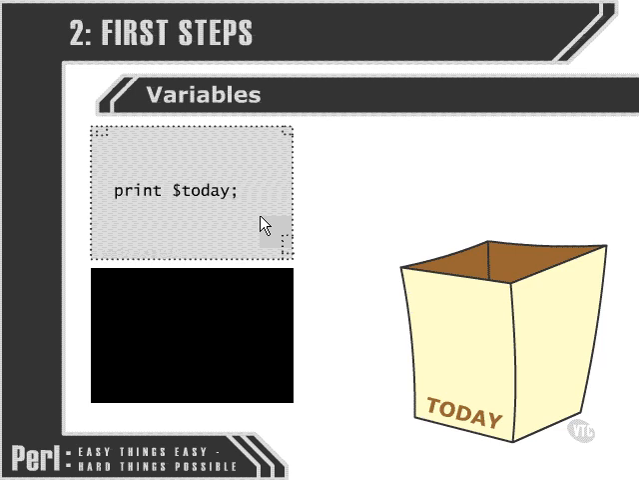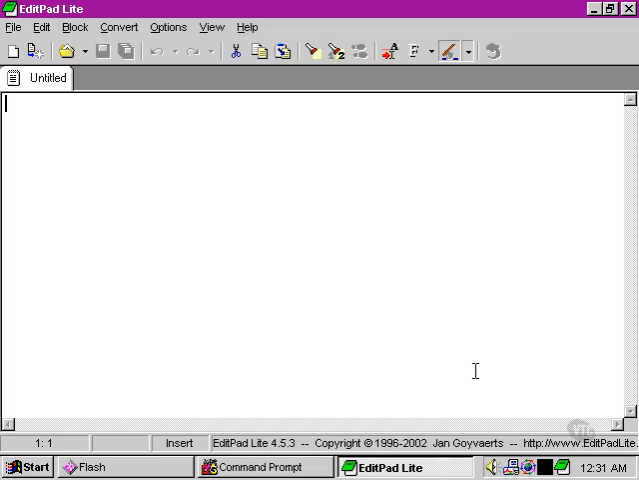So then when we ask Perl to print the value of the today variable, it returns whatever value we set to it, in this case, Monday. And it produces the value of the variable out of the box. Let's take a look back at our text editor, and we'll see an example of this in action.